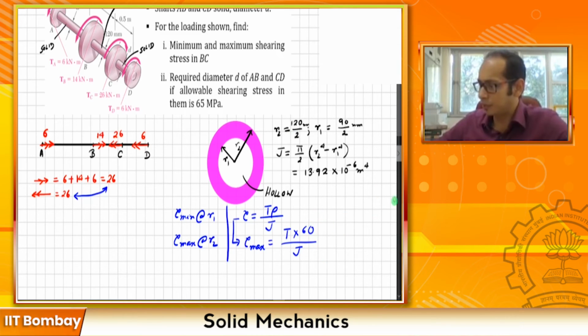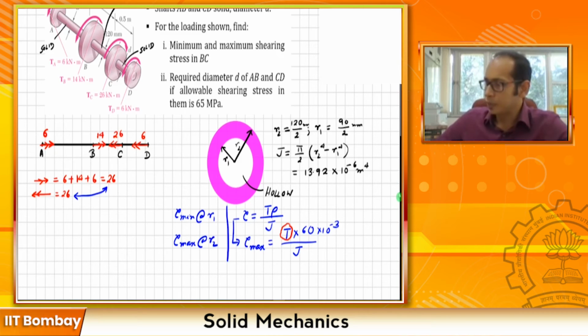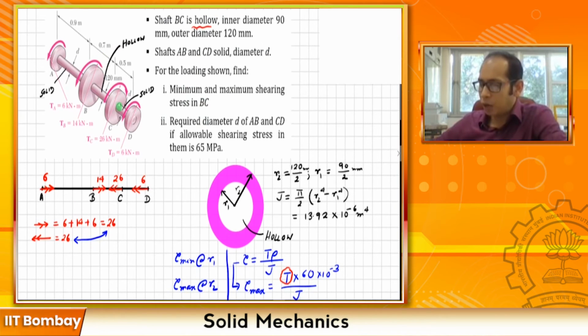So this one you also have to make into 10 raised to minus 3 in terms of meters, right? Now coming to the torque. What is this? This question asks you about the maximum and the minimum shearing stress in BC, in this particular section. So how do we get that?